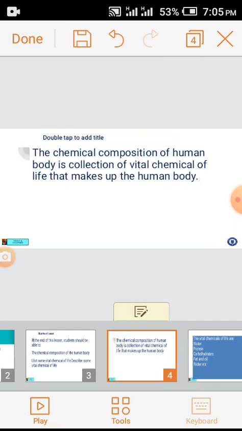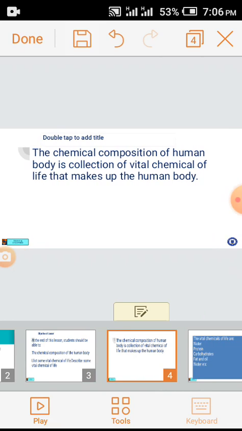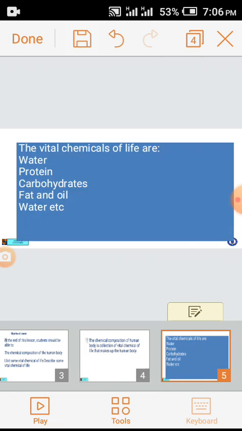Now, when we say the chemical composition of human body, it is the collection of vital chemical of life that makes up the body. When we say vital chemical of life, we are not talking about the harmful chemical. We simply mean those things that make up the human body, those foods and other things that make up the human body. Examples of this vital chemical of life are water, protein, carbohydrate, fat and oil.